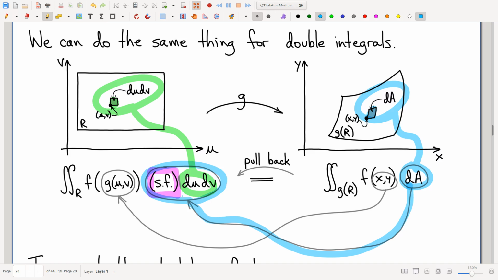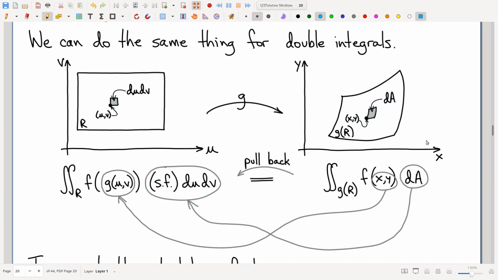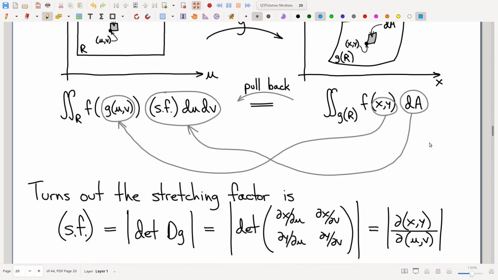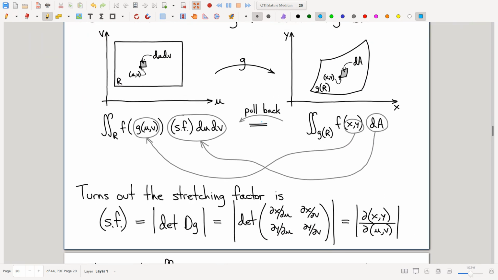Because we have a lot going on at this stage in the development, let's try to get some wins in the win column. I'm going to momentarily just assert a formula. We'll talk later about where this comes from, but the stretching factor, the thing that you put in there to make everything work, it's right here. There it is. It's the absolute value of the determinant of the derivative matrix. That's all it is. For the moment, you're just going to trust me on that, and we'll come back later and talk about why it's true. But absolute value of the determinant of the derivative matrix.